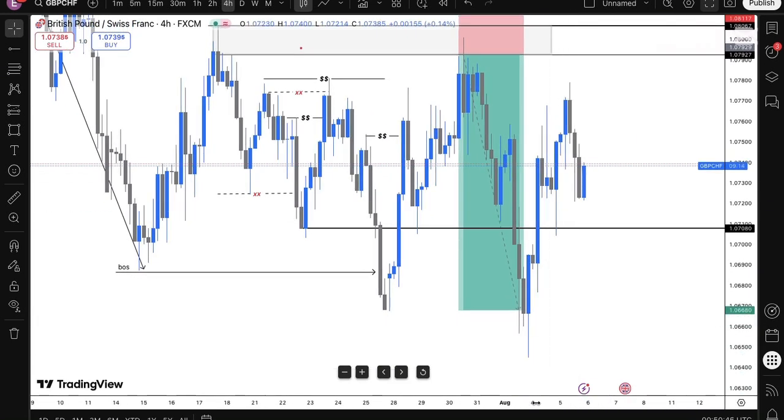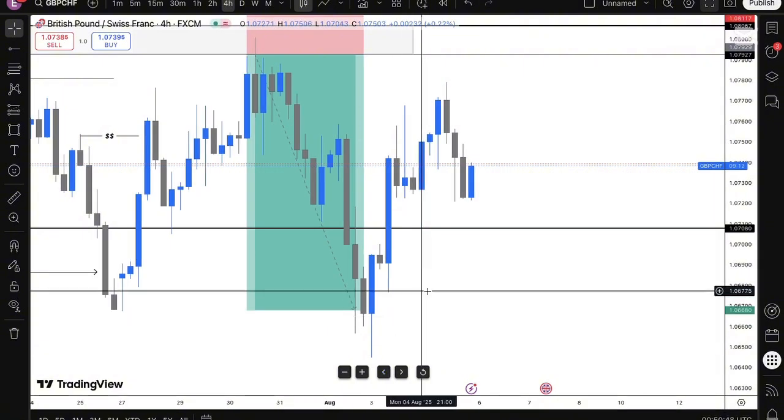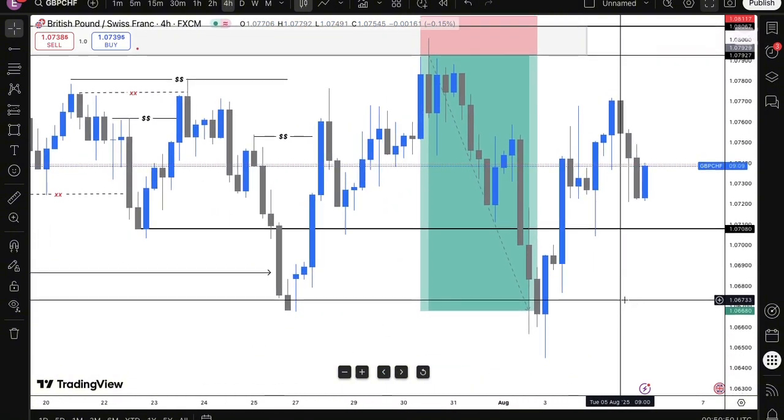And this was how much I made from this trade on my Forex account. You can see it on the screen.